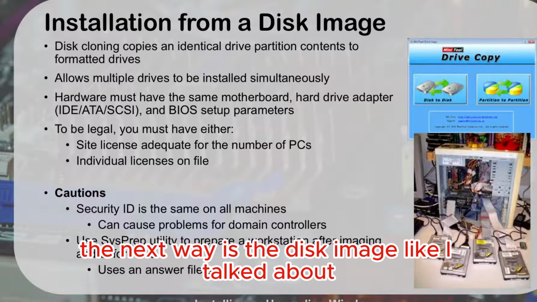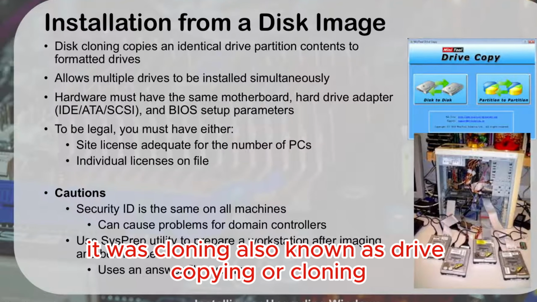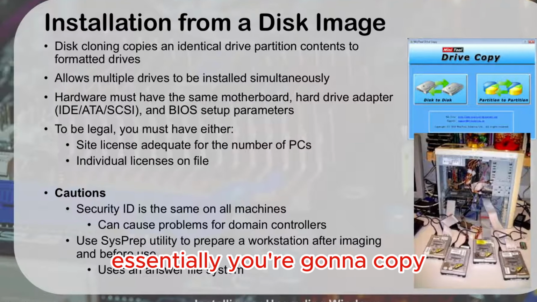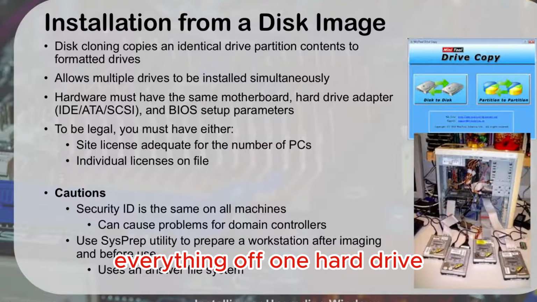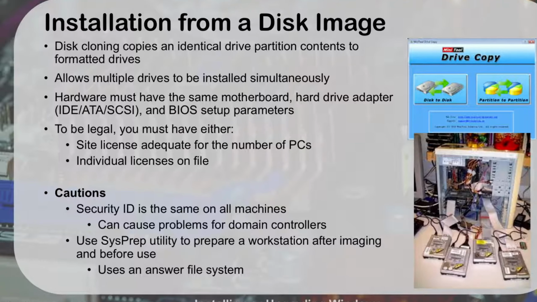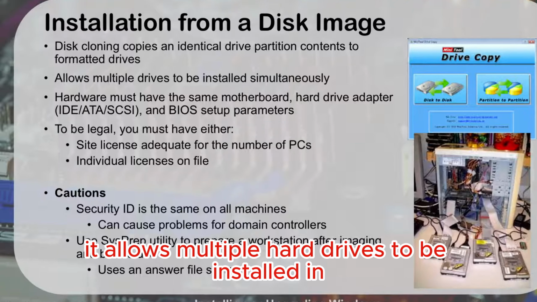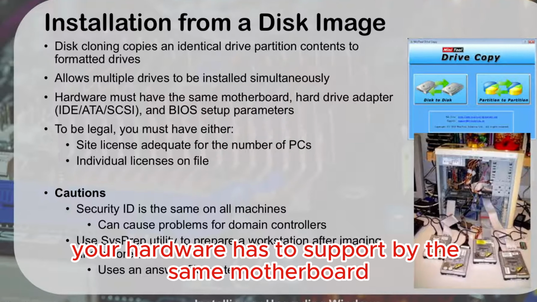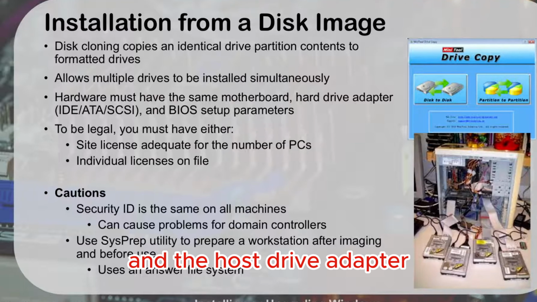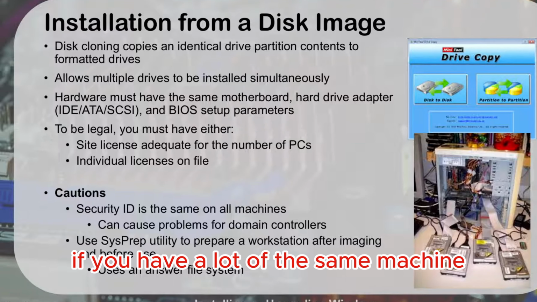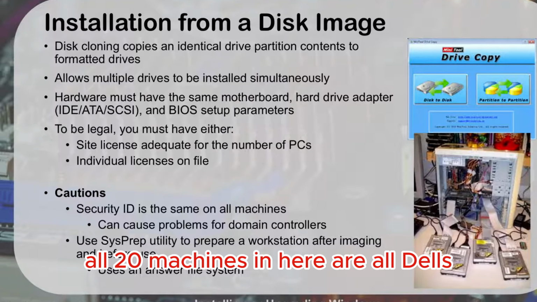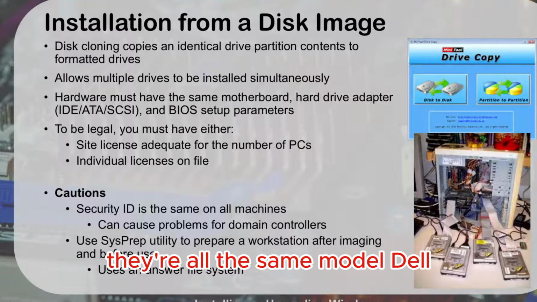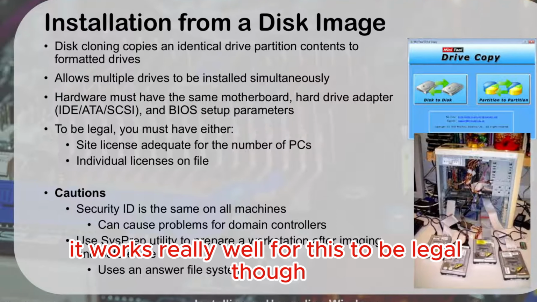The next way is the disk image. Like I talked about, it was cloning, also known as drive copy or cloning. Essentially, you're going to copy everything off one hard drive onto the other hard drives. It allows multiple hard drives to be installed simultaneously. Your hardware has to support the same motherboard and the host drive adapter. So again, this works really well if you have a lot of the same machine. All 20 machines in here are all Dells. They're all the same model Dell. It works really well for this.